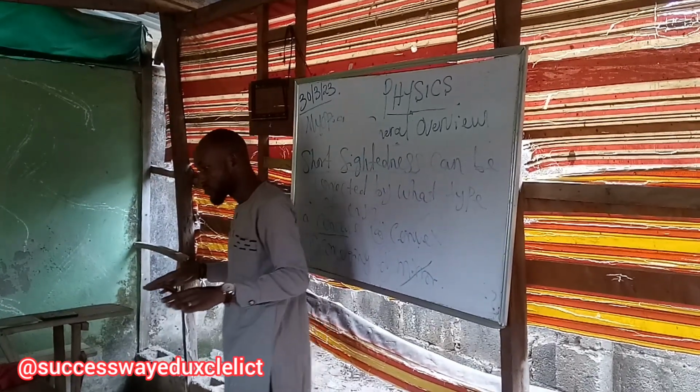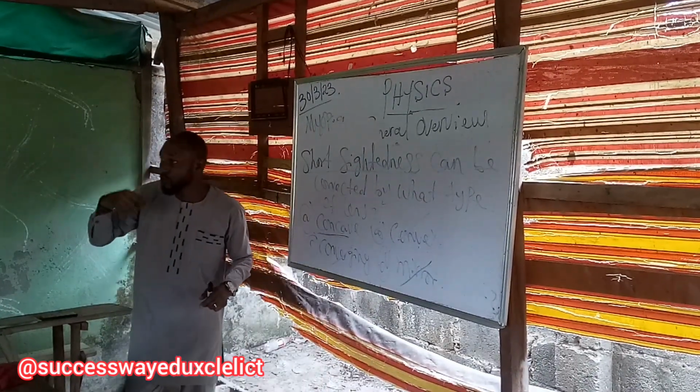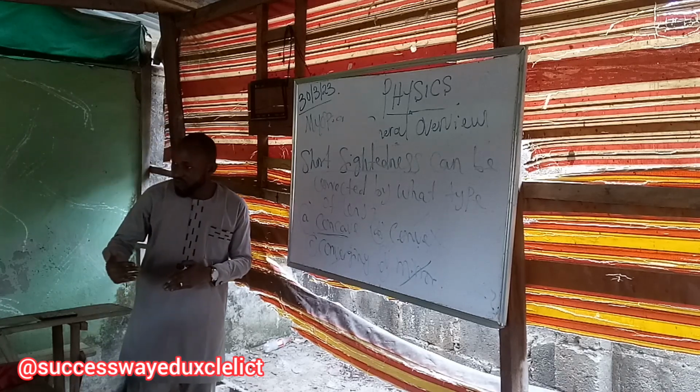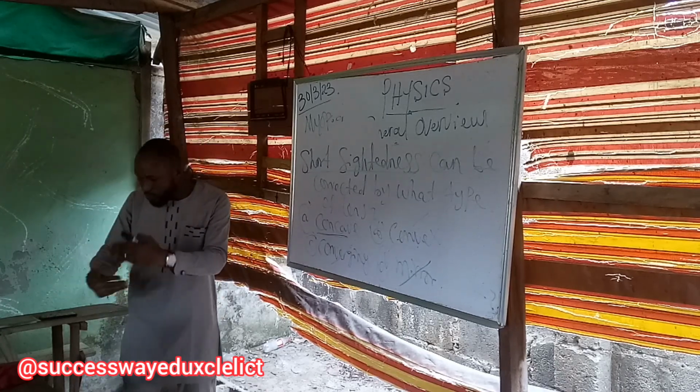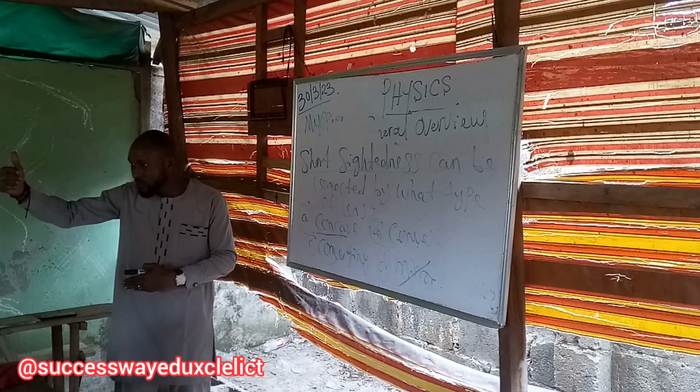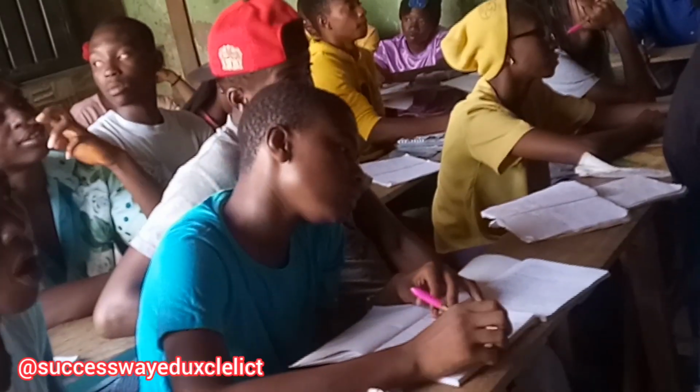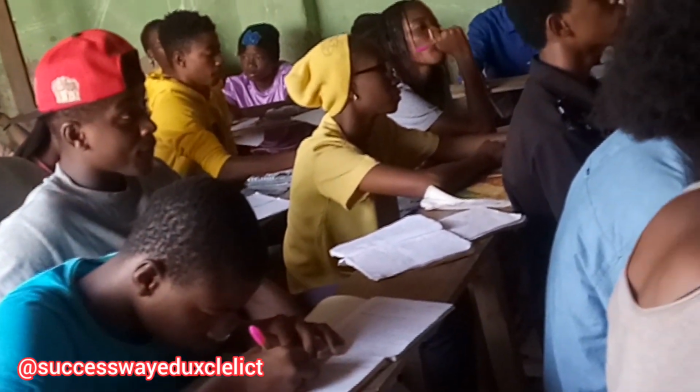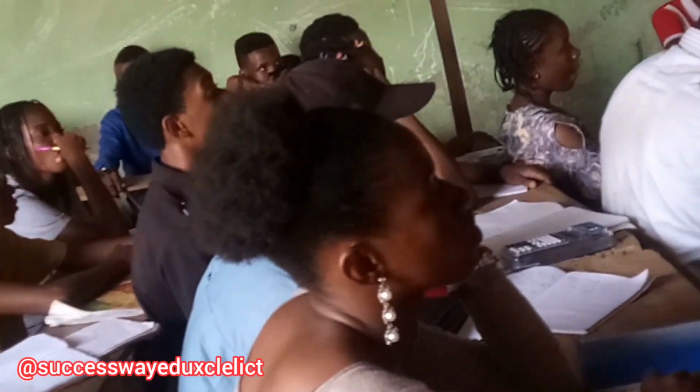So that is known as long-sightedness. You can see far, but you can't see close range. Short-sighted, you can see close, but you can't see long range. So when you are talking about long-sightedness, it can be corrected using what? Either you call it a convex lens or a converging lens.